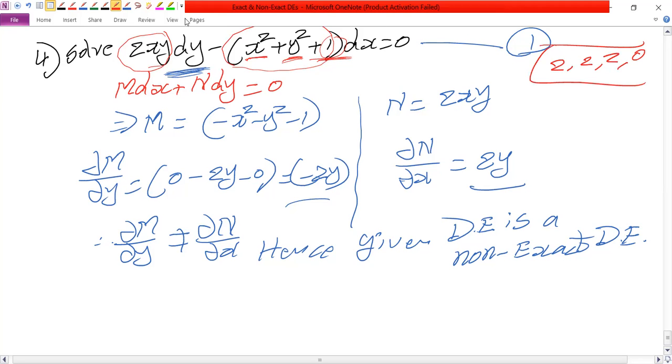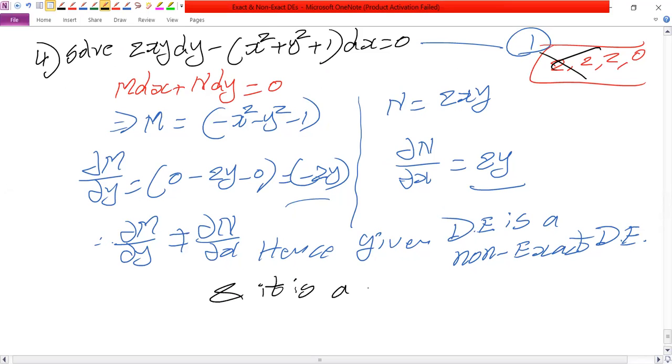So we can say that this differential equation is not homogeneous. Not a homogeneous DE.